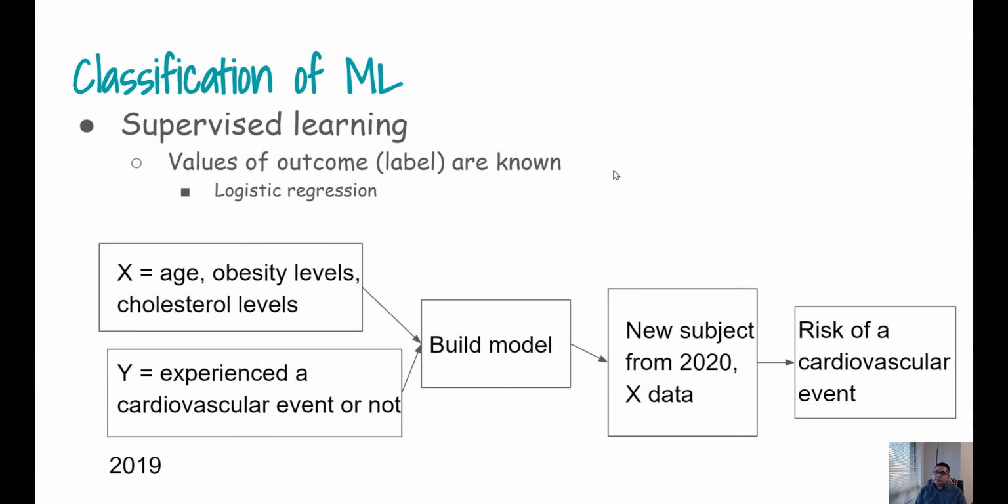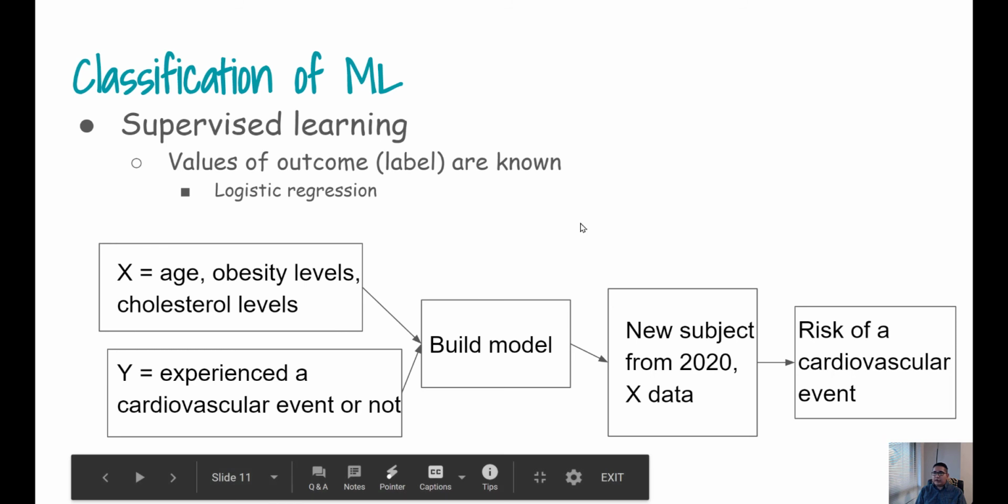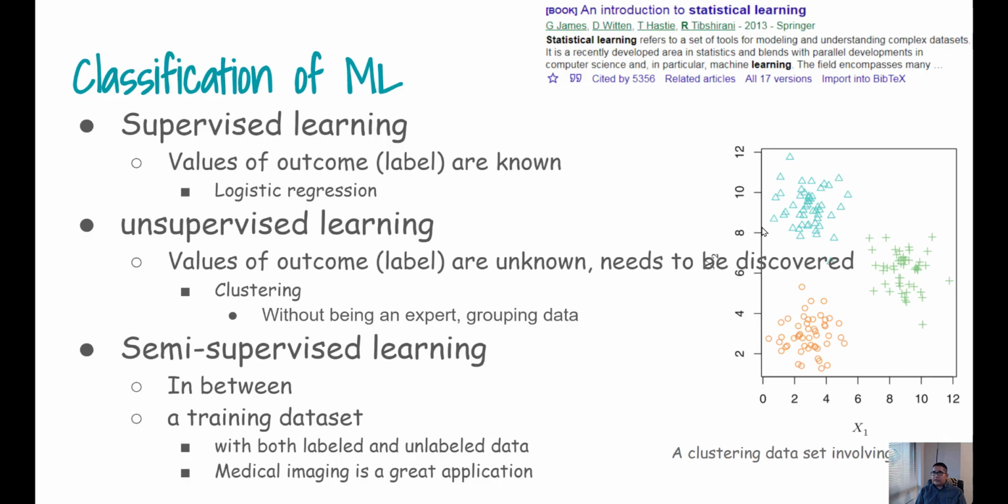So in this example, as you can understand, this Y variable we already knew in the model building process: who had a cardiovascular event and who did not, and based on that we were able to build the model. The other type of model is unsupervised learning, where we do not really know the labels of the outcome.